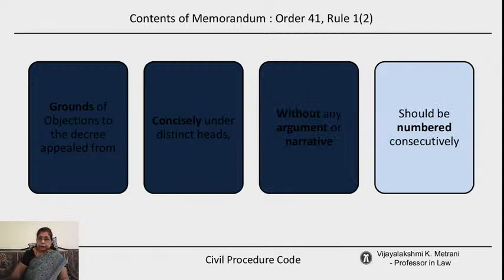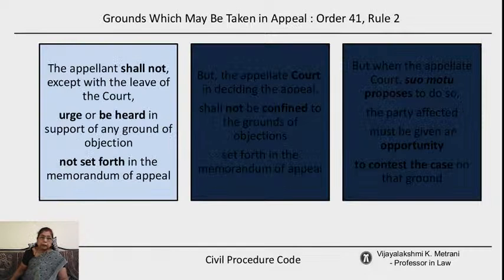Then these points should be numbered consecutively, 1, 2, 3, 4. Then Rule 2 says that if he does not set up any ground in that particular memorandum of appeal, the appellant cannot urge that ground or any objection to the decree later on. He shall not state any grounds unless he takes the leave of the court.